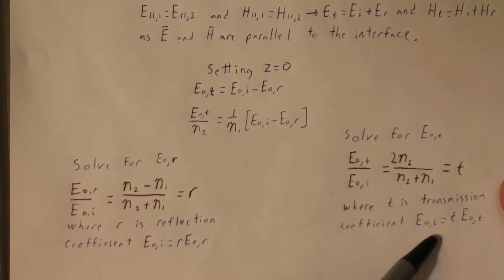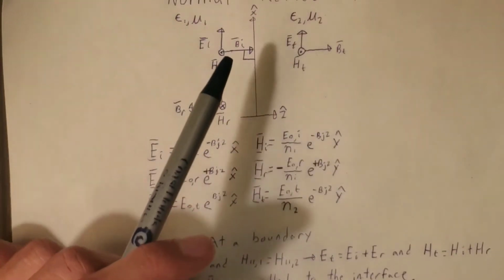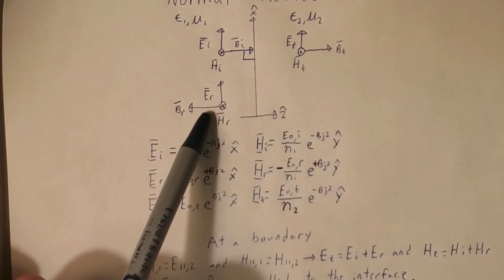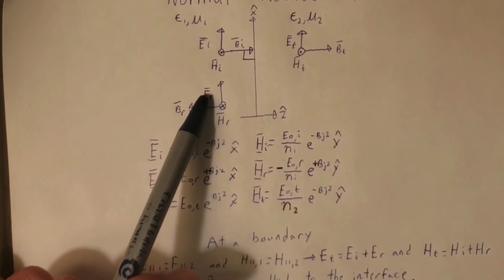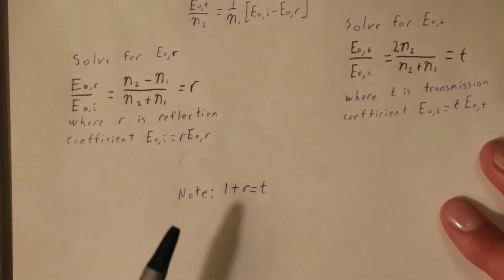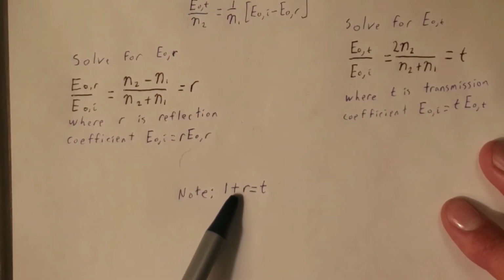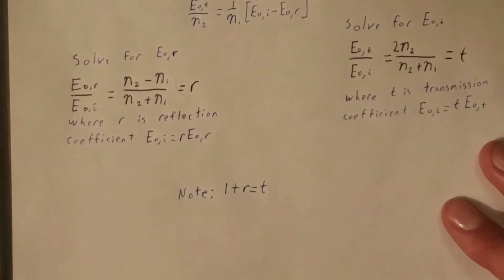So now we know the direction that the magnetic and the electric fields will go for all of these cases, along with the amplitudes of the electric and magnetic waves. One last thing to note before I move on is that 1 plus r is equal to t, which links these two equations together.